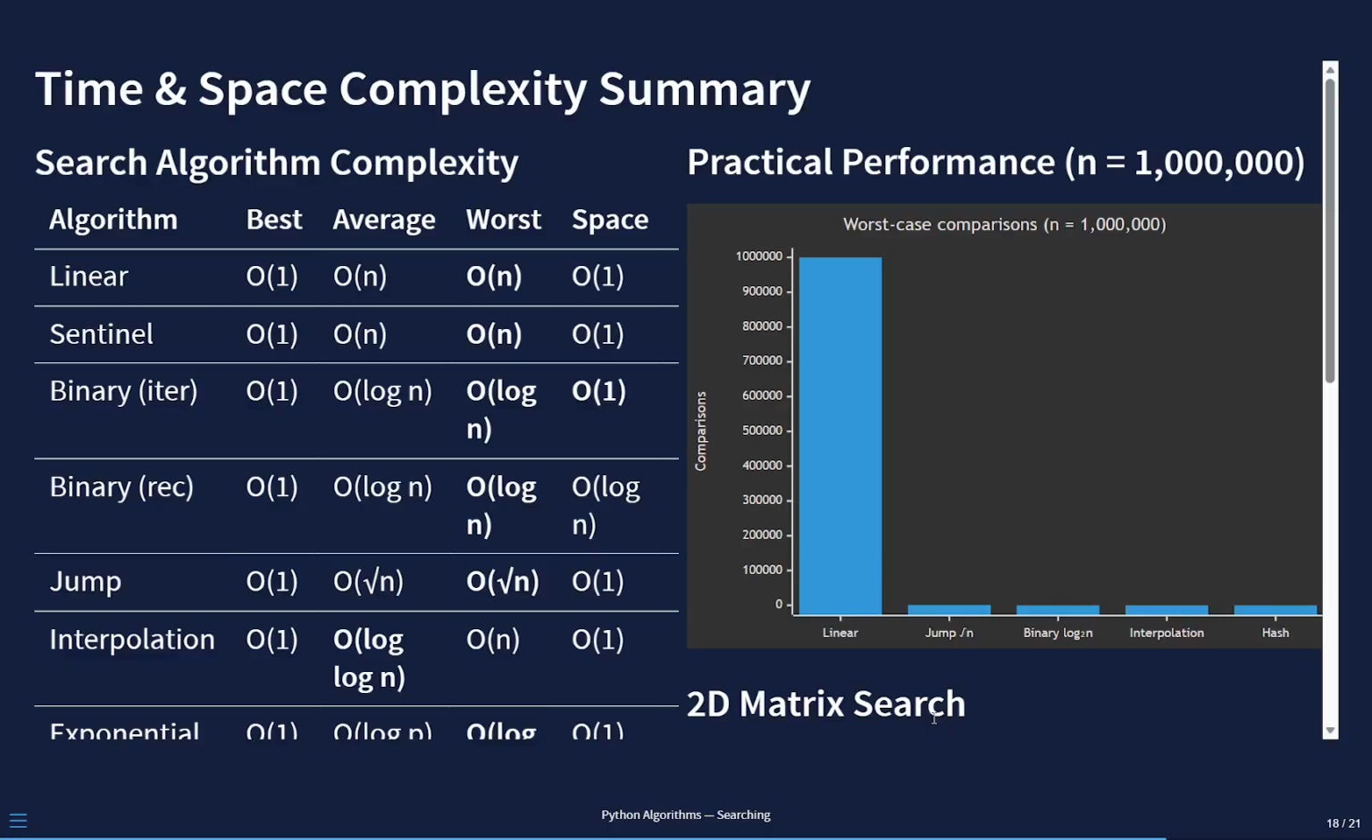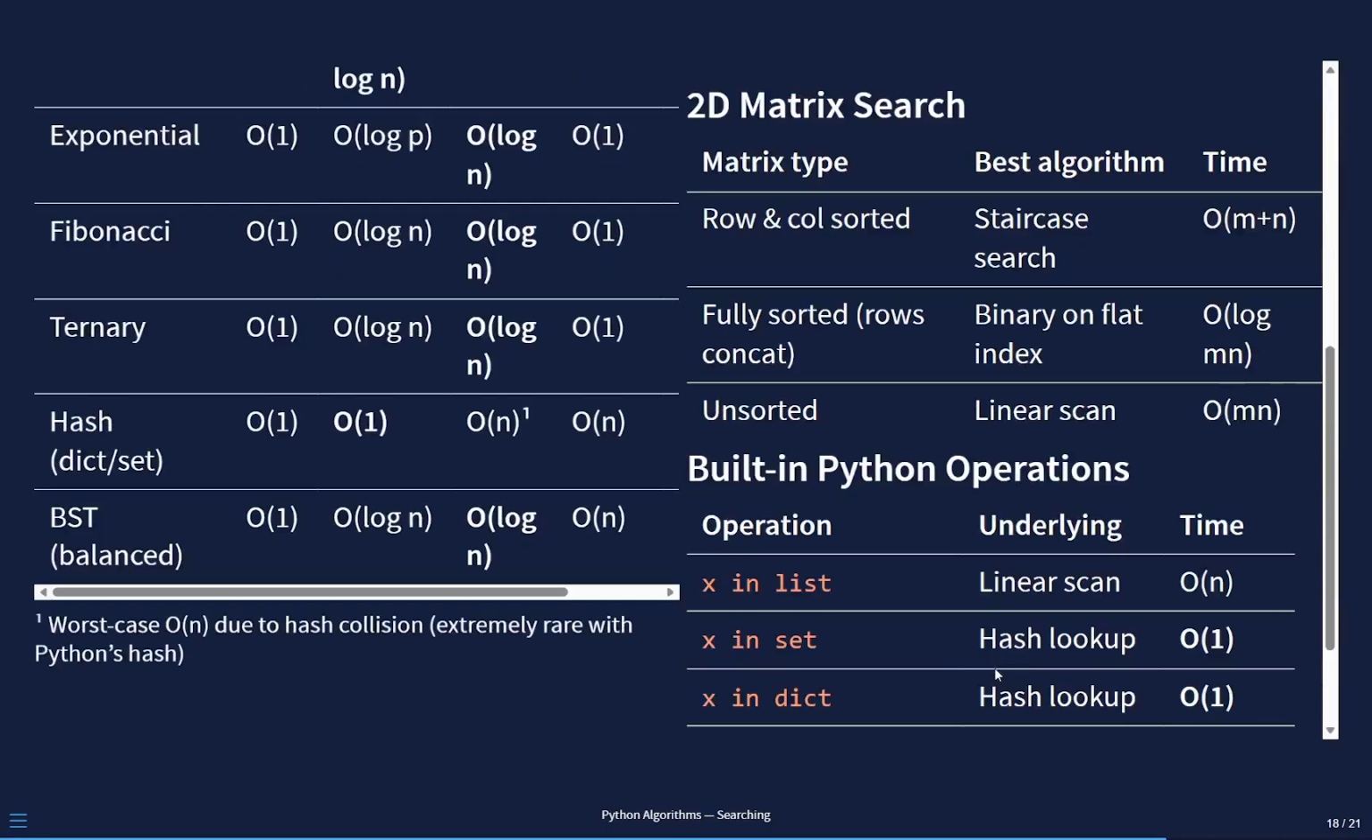Linear needs up to 1 million comparisons. Jump needs 1000. Binary needs 20. Interpolation on uniform data needs about 5. Hash needs 1. The algorithmic choice matters enormously at scale.